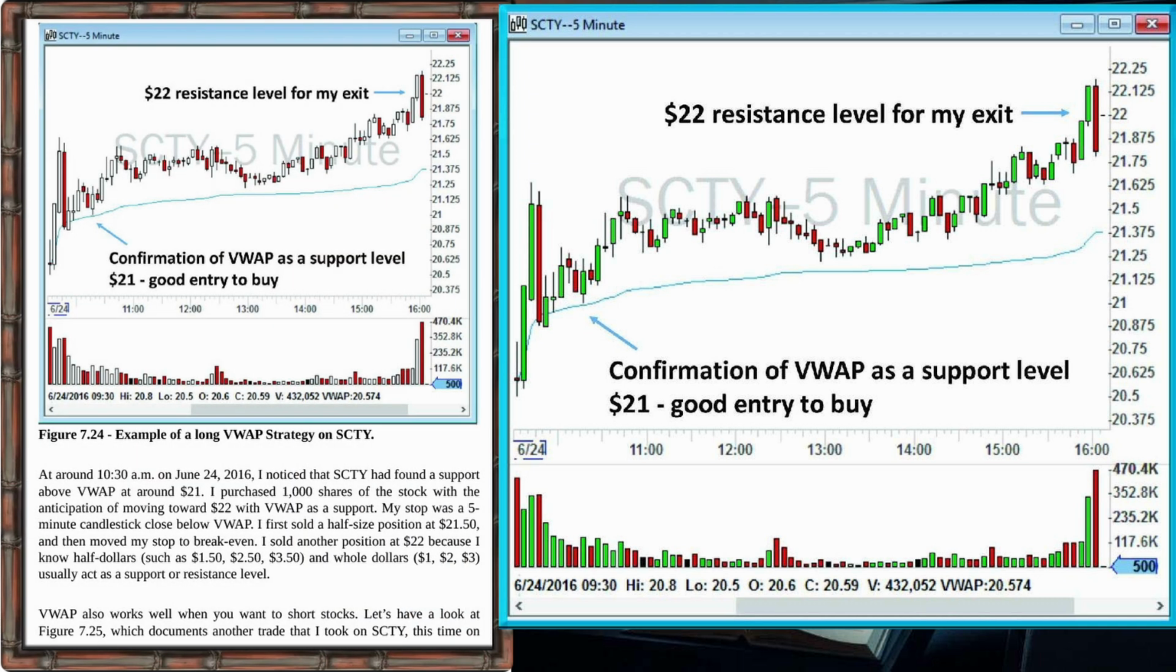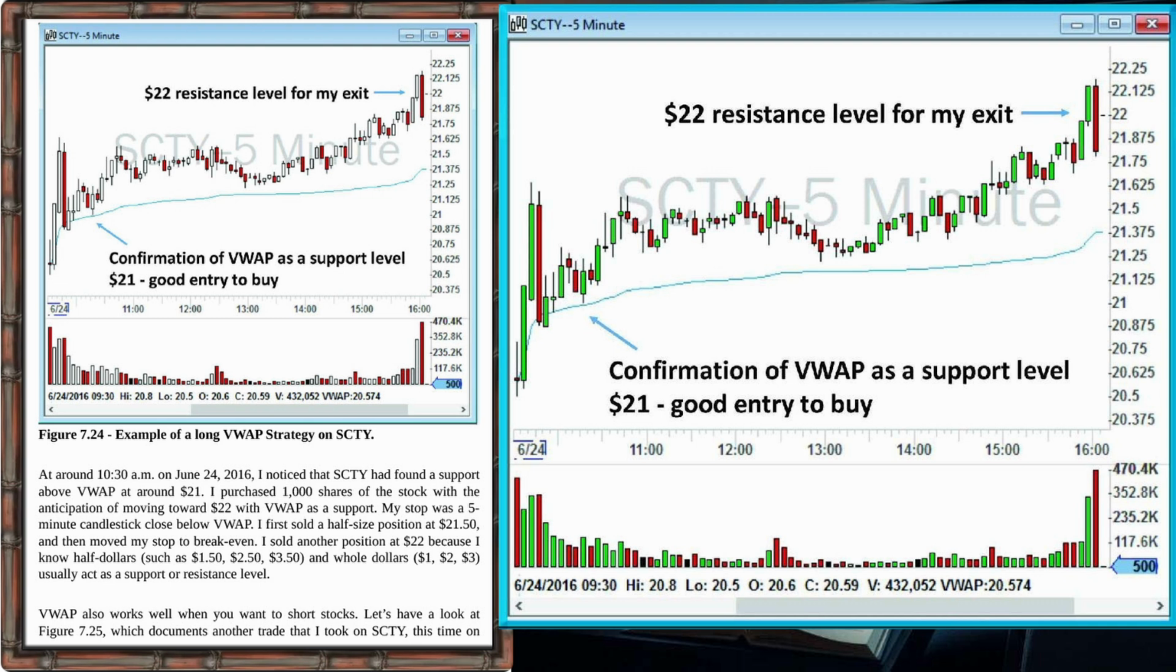On June 24, 2016, I noticed that SCTY had found a support above VWAP at around $21. I purchased 1,000 shares of the stock with the anticipation of moving toward $22 with VWAP as a support. My stop was a 5-minute candlestick closed below VWAP. I first sold a half-size position at $21.50 and then moved my stop to break even.